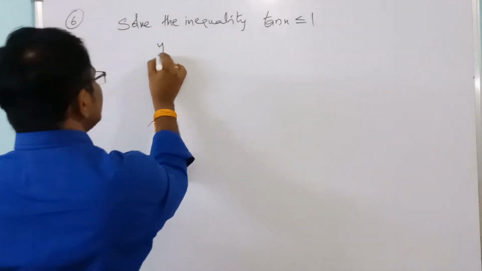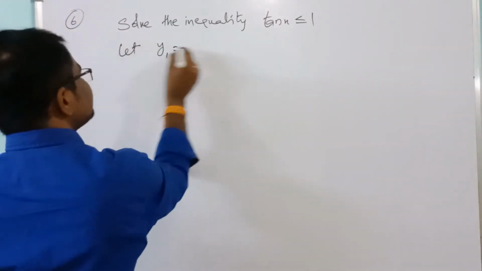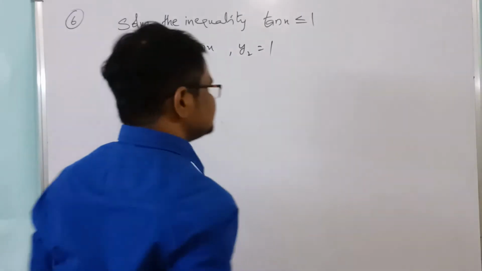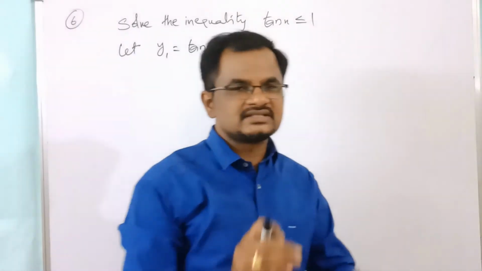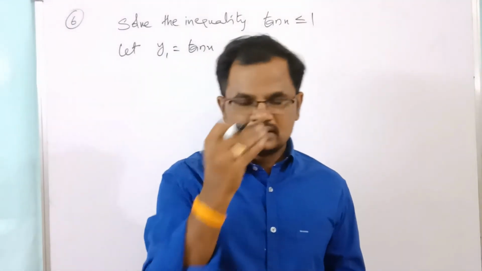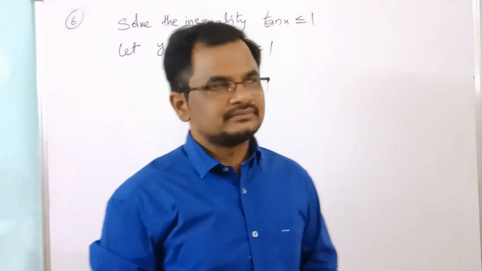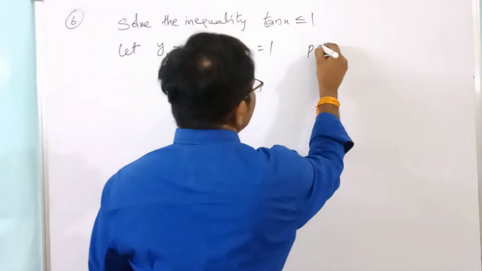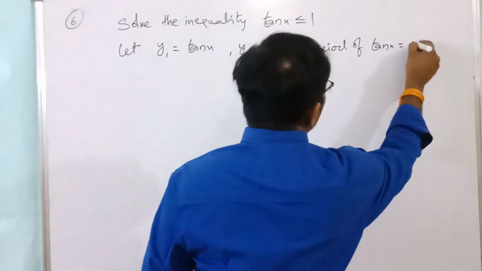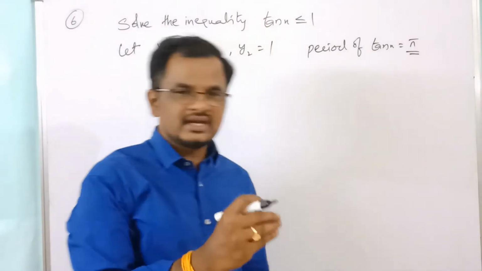Now here also take y1 equal to tan x and y2 equal to 1. Two graphs, where they are intersecting, that you identify. Then you have to take the simplest solution. Then you add the period of that one. So we know that the period of tan x is pi. In periodicity we discussed.